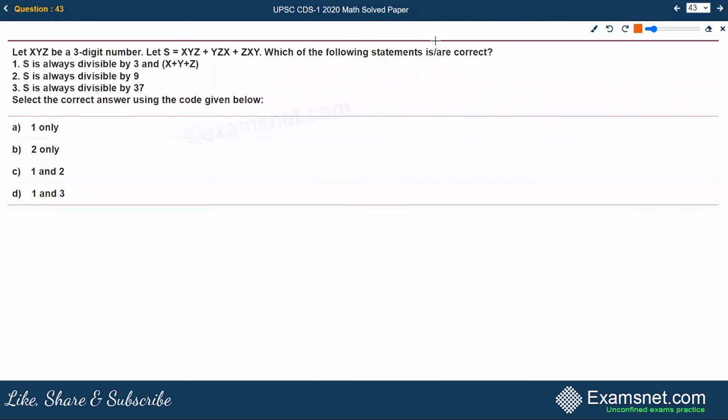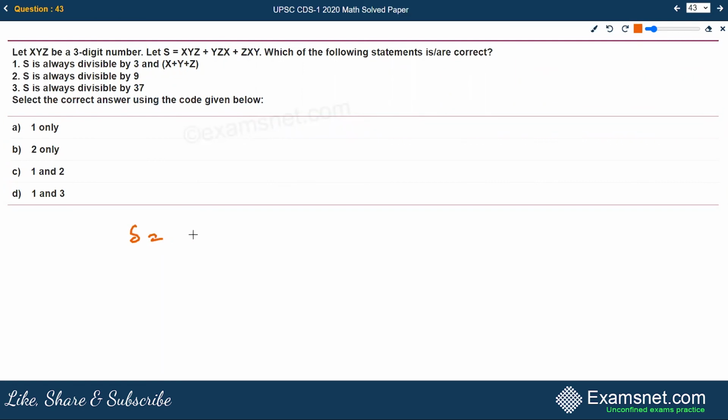In question number 43, it is given: let xyz be a 3-digit number. Let s equal xyz plus yzx plus zxy. Which of the following statements is or are correct? The first statement is s is always divisible by 3 and x plus y plus z. S is always divisible by 9, or s is always divisible by 37. Select the correct answer using the code given below.